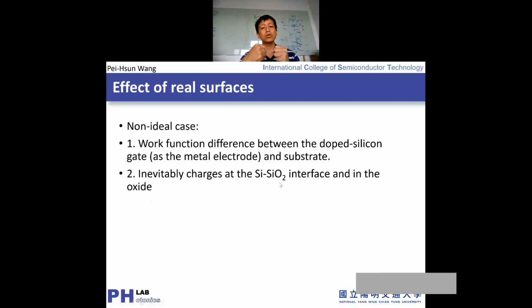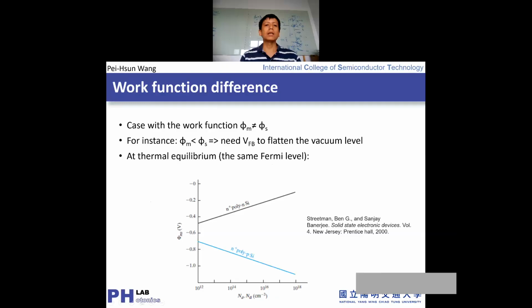available charge along the silicon oxide interface, because you get some lattice mismatch, so you get a certain defect there. So consider the work function difference. We previously said if your metal work function is different from the semiconductor work function, you need to use the flat band voltage to flatten the intrinsic layer and the band in vacuum level. For instance, if your work function in the semiconductor is larger than phi_m, this V_FB will be negative, in order to apply additional positive voltage along the semiconductor relative to the metal.